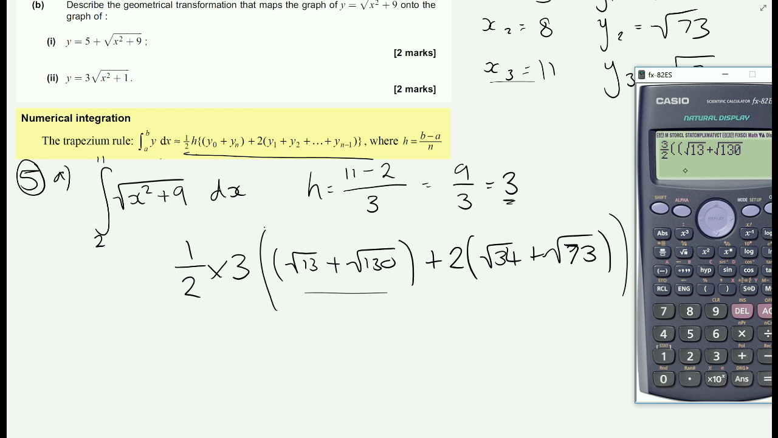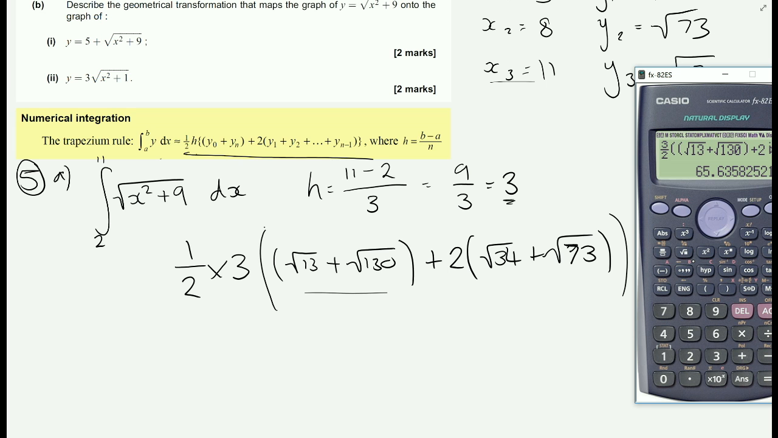I'm just going to put these numbers in as they are. You'll notice I've got 2 brackets here. The first bracket is the big bracket that I've drawn on the outside. The second bracket is the one for the first 2 terms. And then plus twice, and then I've got my next few terms: root 34 plus root 73. Close off that bracket after the square root. That's just the first bracket I've closed, and then close the second bracket, press return, and I've got my solution.